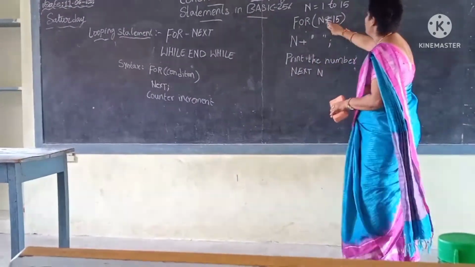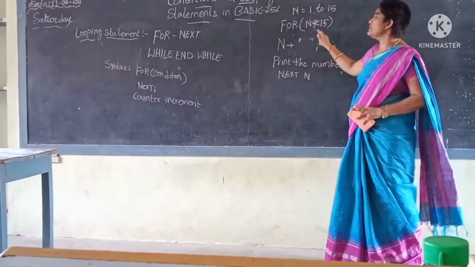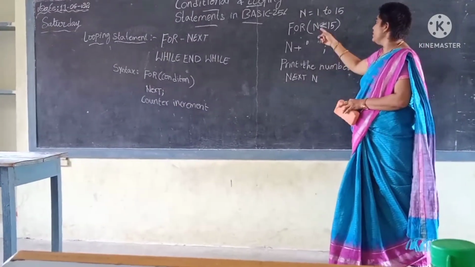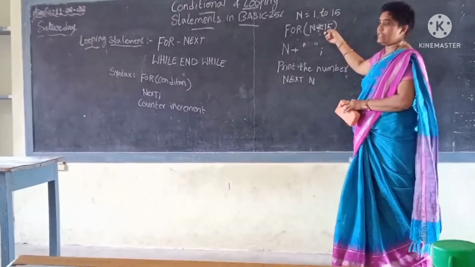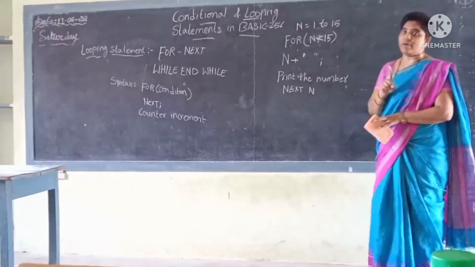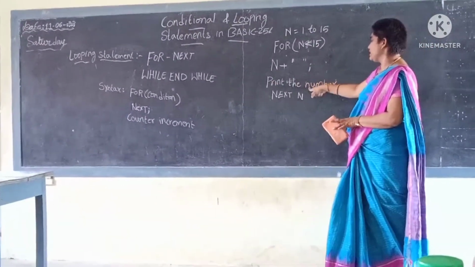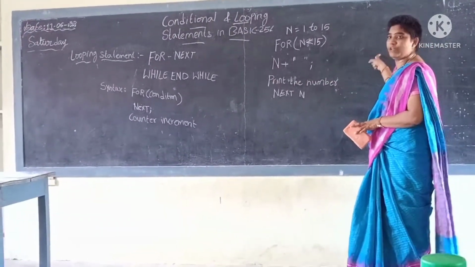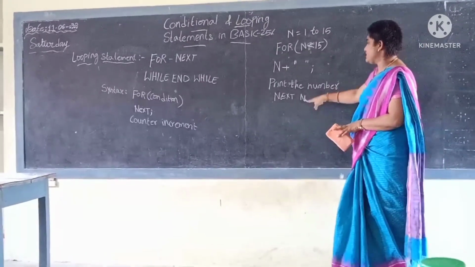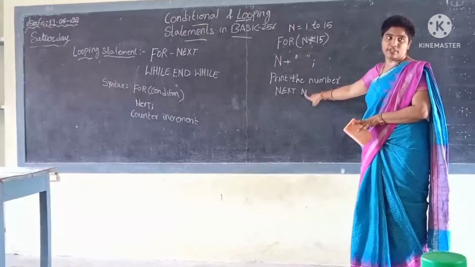And see here, it will first take the n value to be 1. It checks the condition here. If n is less than or equal to 15, 1 is less than 15, so it will get incremented here. N plus, in the sense one value will be incremented. So 1 will be incremented to 2, and the next number will be printed. And next n, in the sense next n statement, n value is 2.